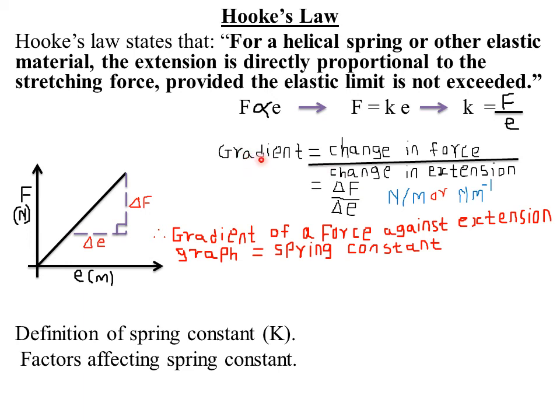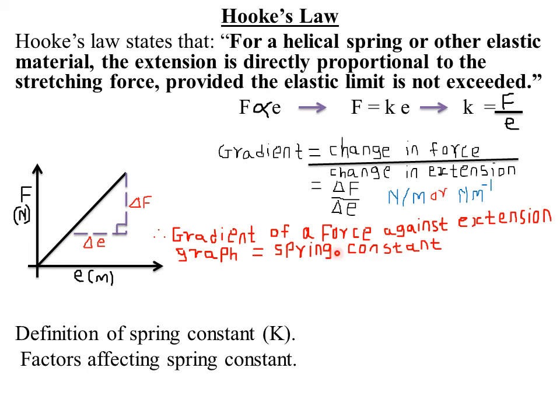So we can easily conclude that the gradient is equal to K. Why? Because the gradient is equal to F over E, and F over E is equal to K. So that implies that the gradient will be equal to K. And we are calling this K the spring constant. So for a material that obeys Hooke's law, we are concluding that the gradient of the graph of force against extension will always be equal to the spring constant.